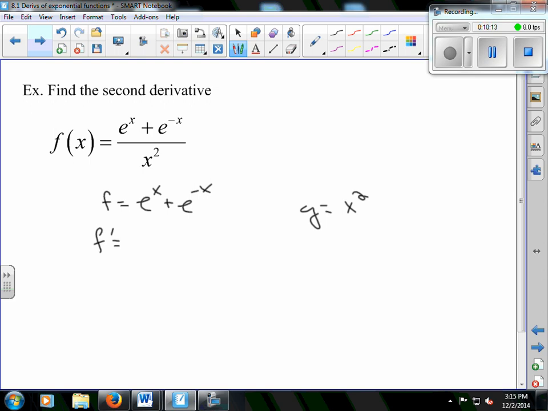My derivative of the top, the derivative of e to the x is e to the x, and the derivative of e to the negative x is negative e to the negative x, and then I multiply by negative 1 for the chain rule. And so that's just e to the x minus e to the negative x. And now for g prime, that's simply 2x.